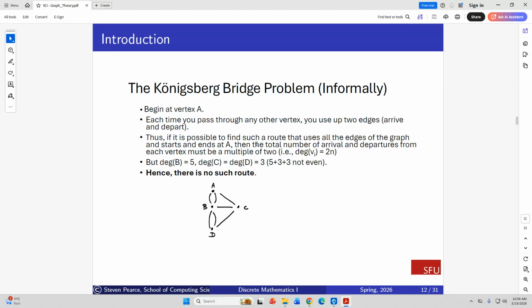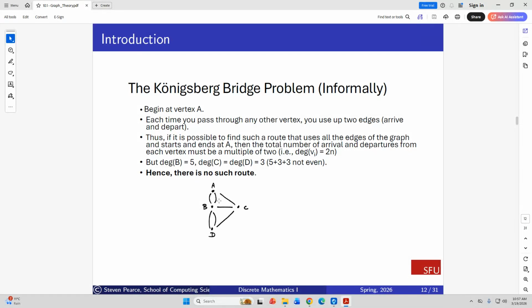So here we go. It says if it uses all the edges of the graph and starts and ends at A, then the total number of arrivals and departures from each vertex, since each edge has a beginning and an end, must be a multiple of two. The degree of a vertex simply means, for example, the degree of D is 3, the degree of C is 3, the degree of B is 5, and the degree of A is 3. They're all odd. The degree of B equals 5, and C and D both are 3, and that's not even.